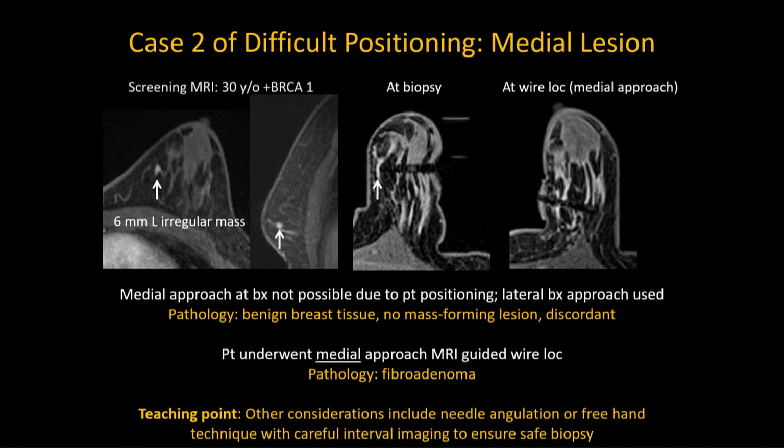So this is discordant. I'm going to talk a little bit about concordance. If you have a mass on MRI and you're confident that it's a mass, you should have a mass-forming lesion on pathology. So this underwent a medial approach MRI-guided wire localization and ended up being a fibroadenoma. Other considerations, you can do needle angulation, and very rarely we do a freehand technique where we're doing serial interval imaging to ensure that we're going in the right direction, because if you freehand it, you want to make sure you're not bypassing the lesion in the other view.